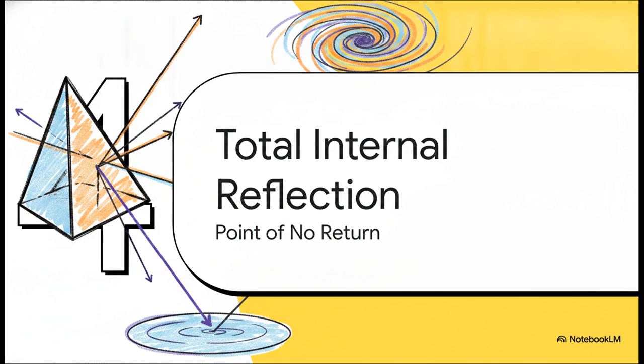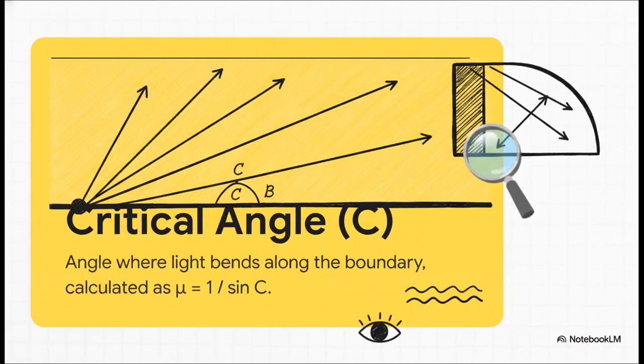All right, on to section 4, total internal reflection. I like to call this the point of no return. Up until now, light has just been passing through the boundary, bending as it goes. But what happens if it literally can't get out?